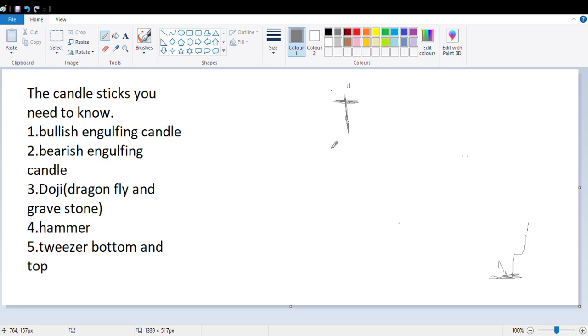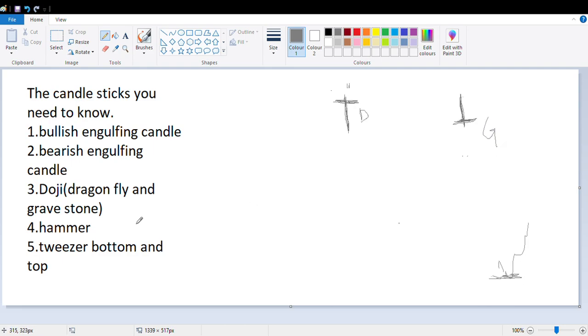So the dragonfly looks like this, and the gravestone doji is the opposite way, the inverse of the dragonfly. So this is the dragonfly, and this is the gravestone.